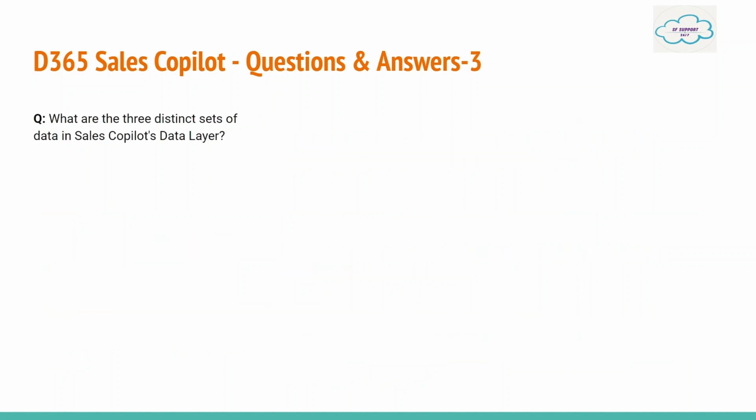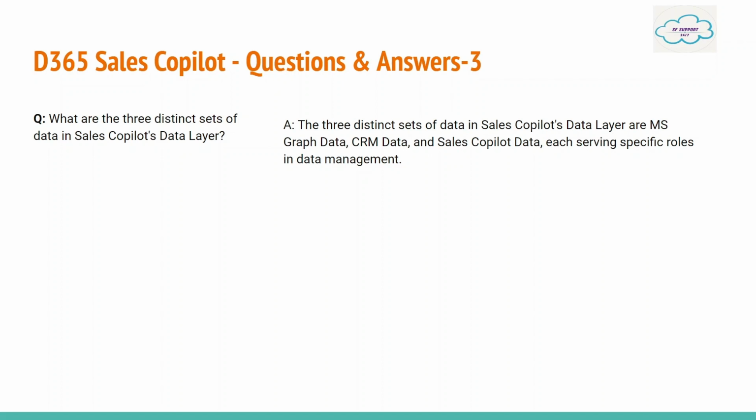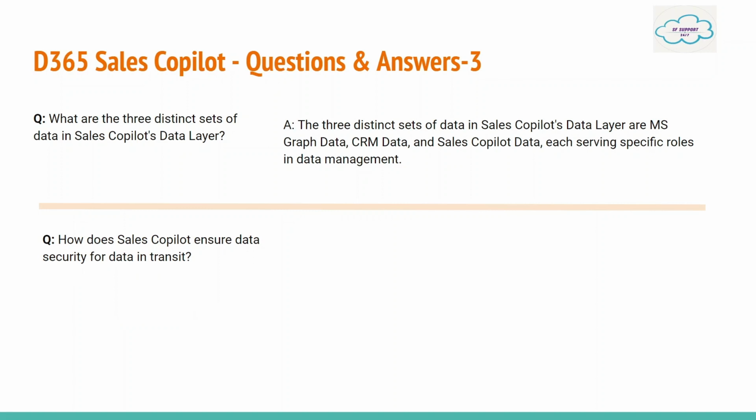Next question. What are the three distinct sets of data in Sales Copilot data layer? The three sets in the data layer are graph data, CRM data, and Sales Copilot data, each serving specific roles in the data management. Question. How does Sales Copilot ensure data security for data in transit?